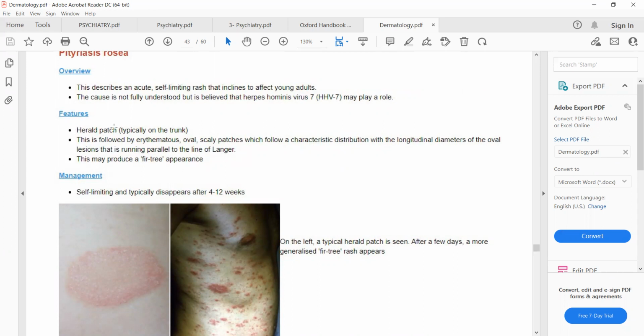So remember these two points if you want to make a diagnosis of Pityriasis Rosea. If the question mentions that initially there was a herald patch, or mentions a fir tree appearance of the rash, then your diagnosis will be Pityriasis Rosea. So herald patch and fir tree appearance are specific for Pityriasis Rosea. It is usually a self-limiting condition and it typically disappears after 4 to 12 weeks.